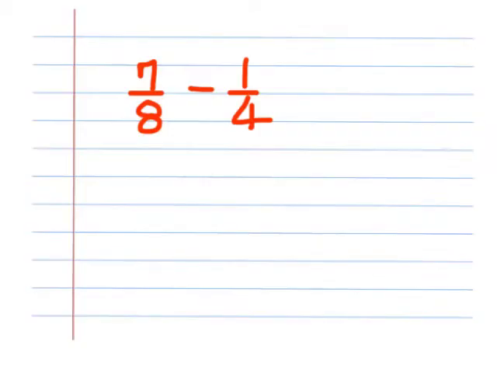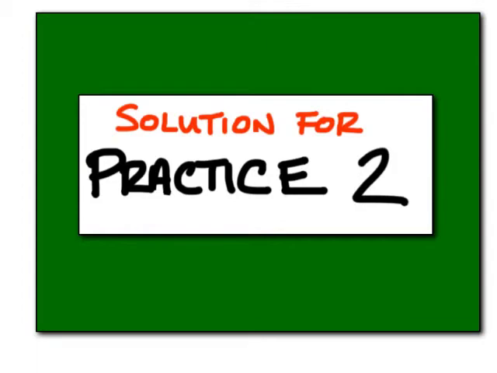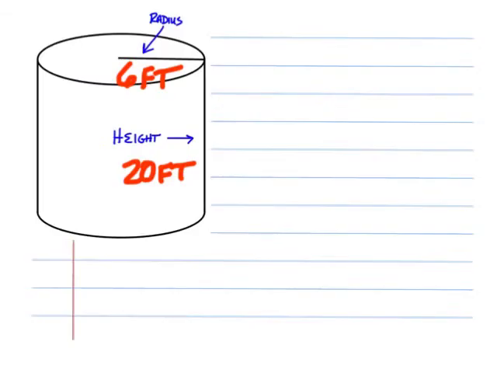Bonus 3. 7/8 minus 1/4. Solution for the bonus should be 5 over 8. Solution for practice 2. 6 feet and 20 feet.